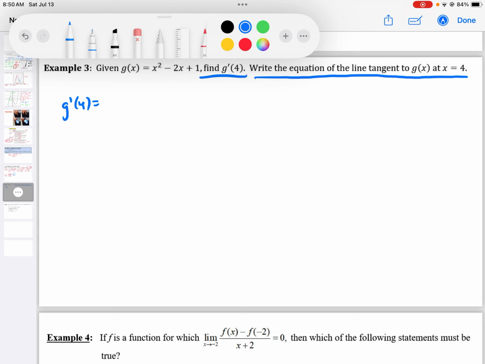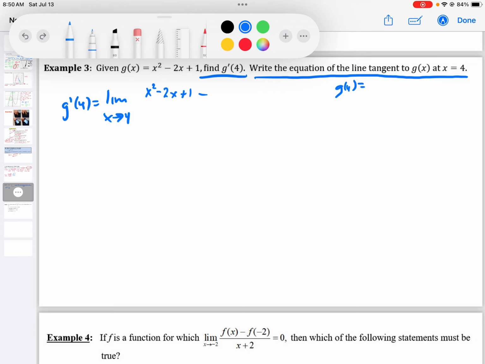First of all, g prime of 4. If you know the power rule, it's going to be pretty fast once we know the derivatives and get even better with our little tricks. But right now we're going to use the limit definition. The limit as x approaches 4 of g of x minus g of 4. We're just going to write this out, minus whatever g of 4 is.